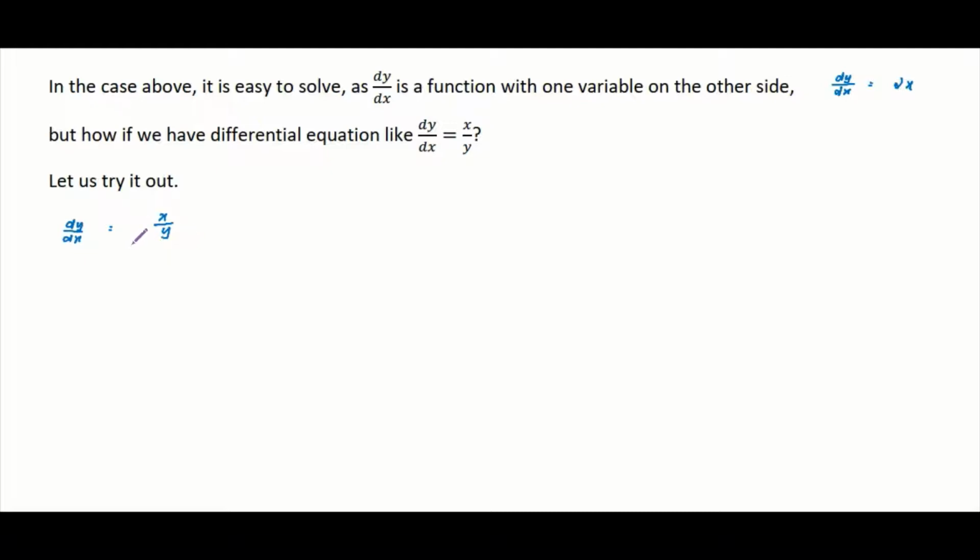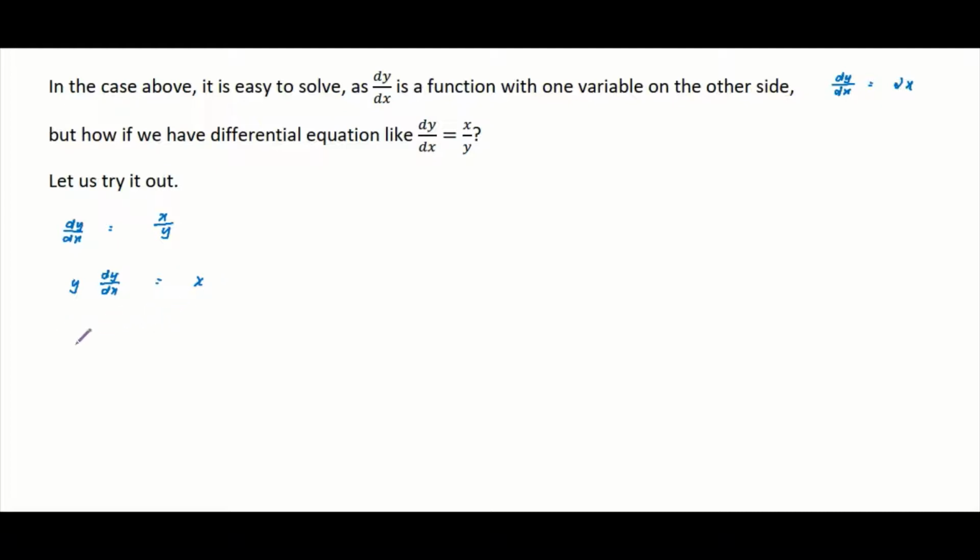The first step I'm going to do is move the y to the side with dy/dx. So let's move it. You will get y dy/dx equal to x. Then now we will start to do the integration.